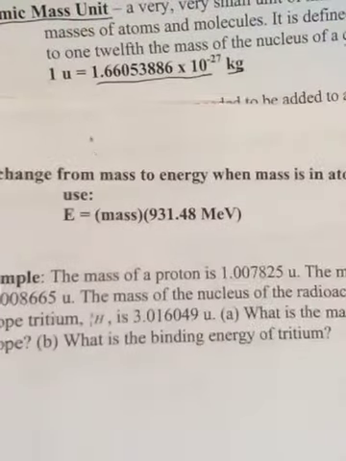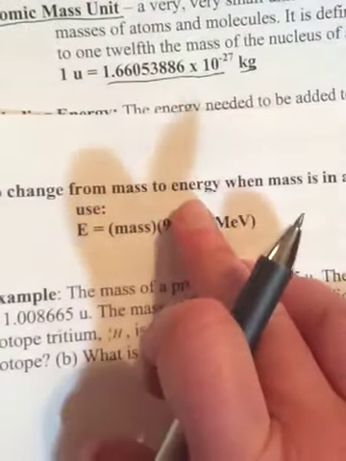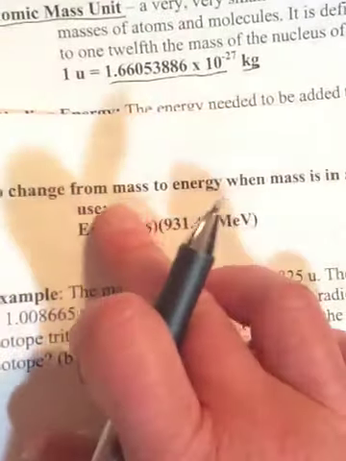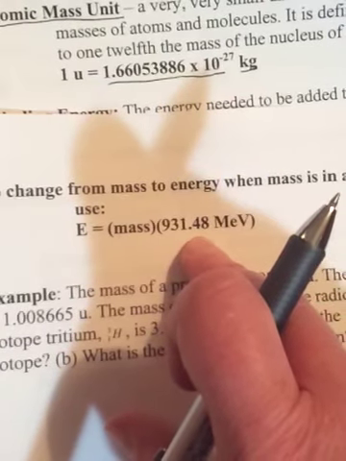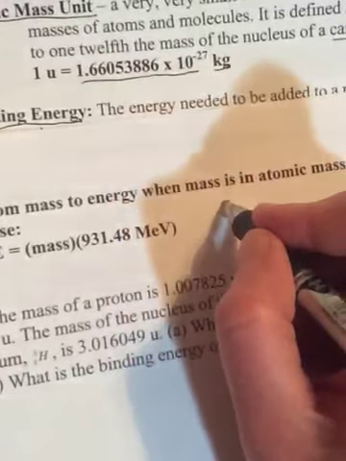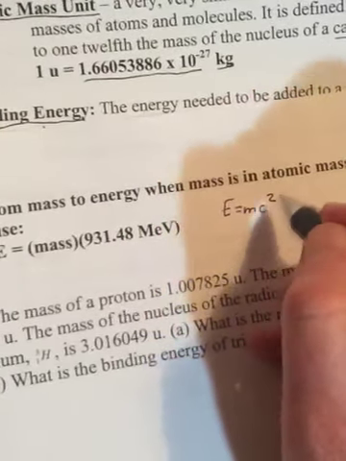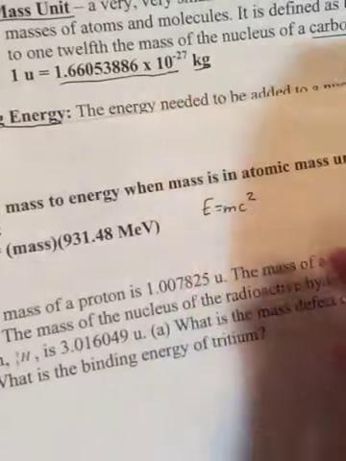So on the next page that you have, with a bug crawling, the next page is to change from atomic mass units to energy. So all you have to do is, if you know your mass in atomic mass units, you could just multiply by 931.48. If you know your mass in kilograms, then you do E equals mc squared, multiplied by 2.9979 times 10 to the 8th squared, meters per second squared.